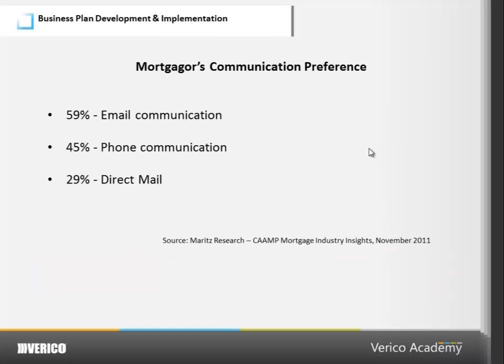Their preference is 59% email communication, 45% phone communication, and 29% direct mail. So there you have it. The consumers are telling you how they want to be contacted. So if you only have a CRM program using email, then you're not being effective in your CRM program.